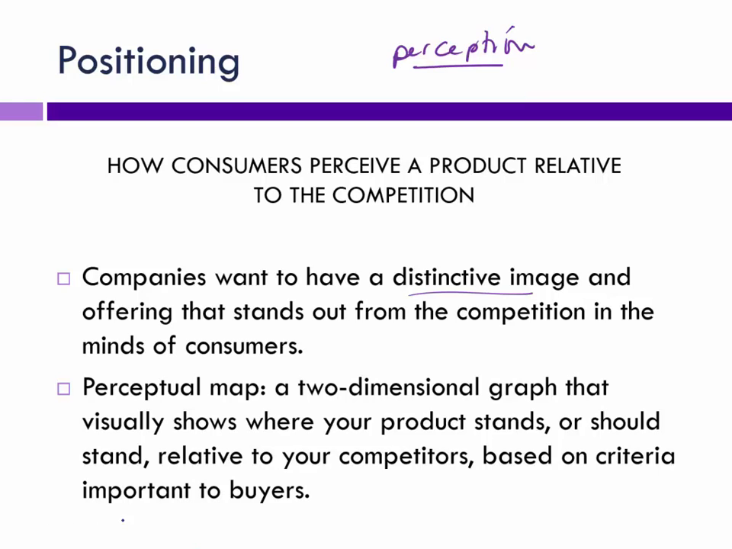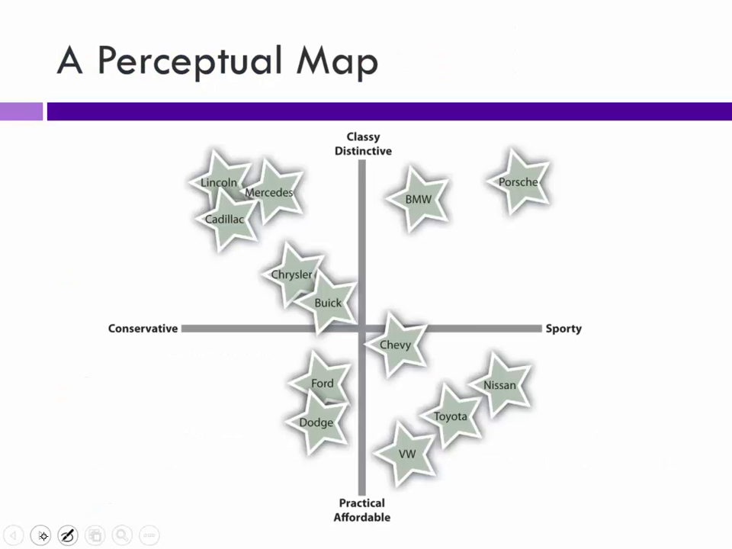So, as an example, a perceptual map is a graph that shows where you stand on criteria that are important to the consumers. This one is cars or SUVs or something, and it goes everywhere from classy to affordable, sporty to conservative. Then you see where you are on this line. You could have price and quality on here, a lot of different elements. It also helps you say, hey, look, there's nobody over here in this market, or nobody over here in this market. Maybe that's a good opportunity for me to go in, as long as those are going to be profitable markets.